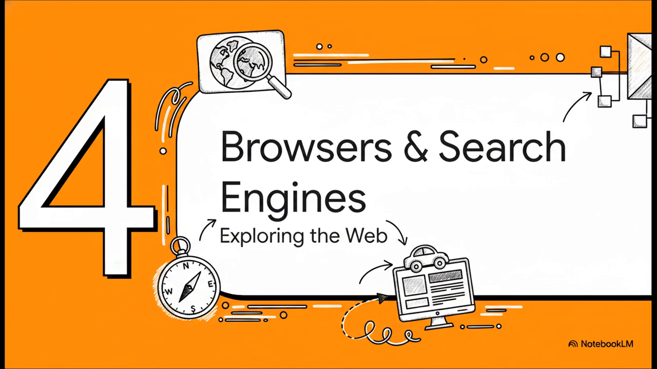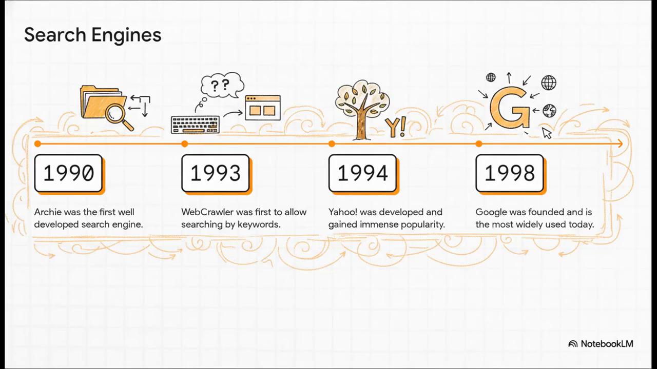Let's dive into section 4, browsers and search engines. So with our destination translated, we need a vehicle to actually get us there. The race to organize the Wild West of the web was incredibly brief, but man, was it explosive. We literally went from Archie simply matching basic file names back in 1990 to web crawler introducing keyword search just 3 years later. Yahoo built the ultimate web directory, but then, by 1998, Google's algorithm showed up and completely shifted the paradigm of how we discover information.